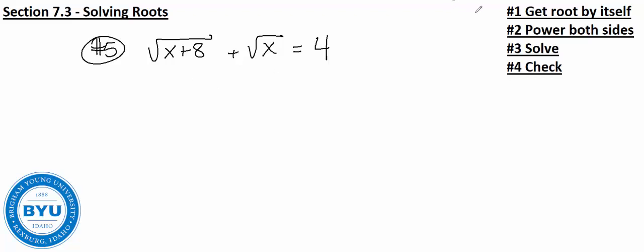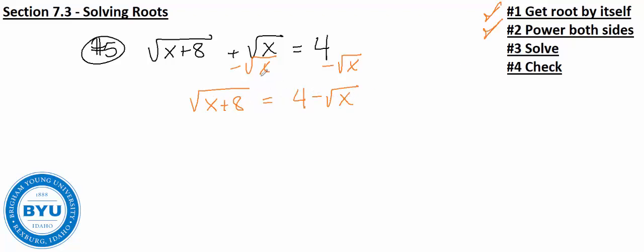Step number 1, you got to get a root by itself. We have 2 roots on the same side. Let's go ahead and minus the root x over, minus root x, because you got to get one by itself. Okay, so we've got the square root of x plus 8 equals 4 minus root x. Let's power both sides. We'll use a square here and a square here. Remember, the power cancels the root, leaving me with x plus 8.